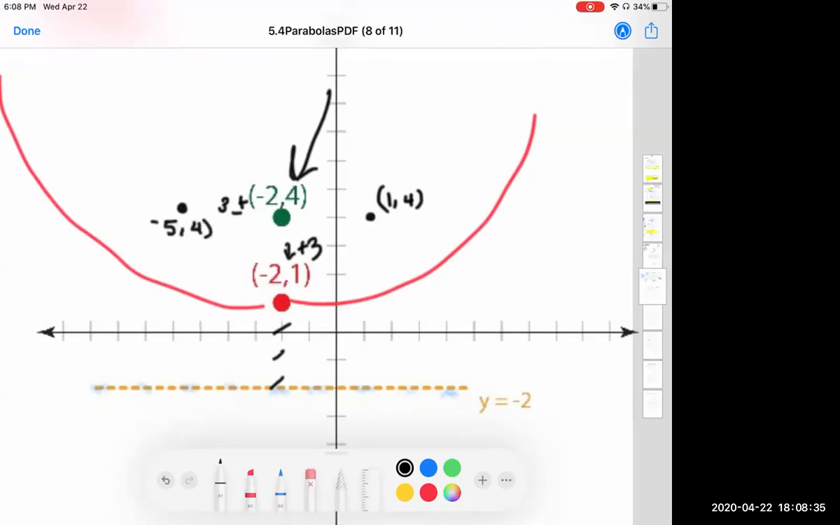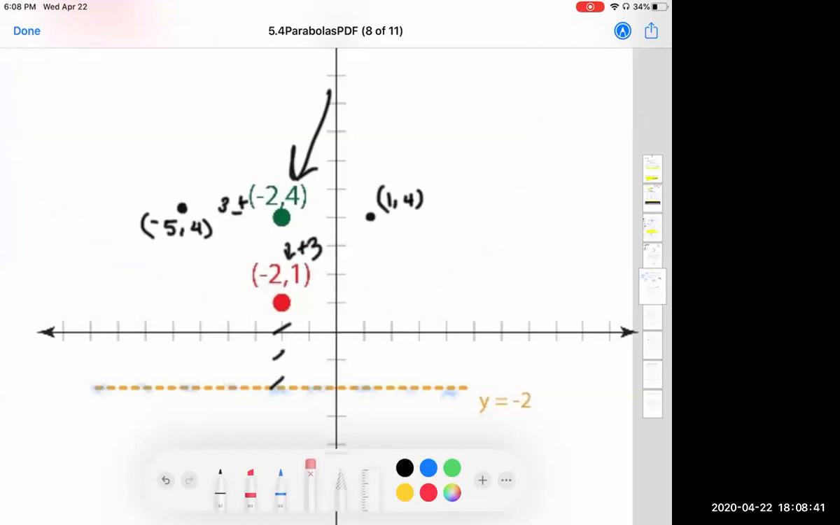That gets us about here. -5, 4. Okay, now we can go ahead and get rid of our little dummy parabola. So you would erase it. And now we can connect our points. Now we connect from our vertex and we connect our 2 points that we found within our parabola.